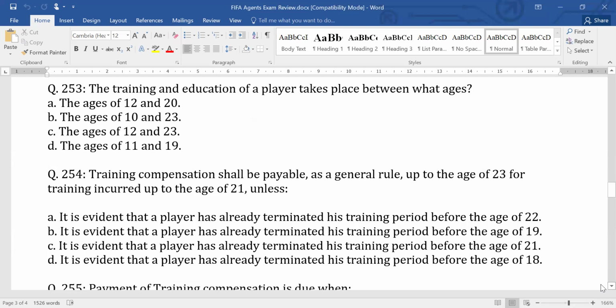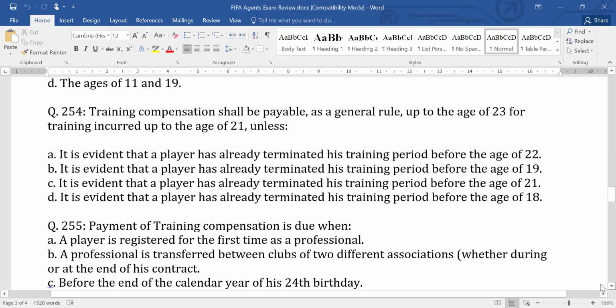That is why when they are paying solidarity mechanism, all the clubs that have trained the player from age 12 to 23 are considered. But for training compensation, the regulation states that the training must have occurred between the age of 12 to 21. So that is the difference. So if there is a straightforward question like this, take note that the training of a player occurs between the age of 12 and 23. Okay.